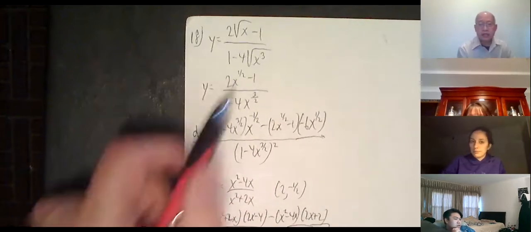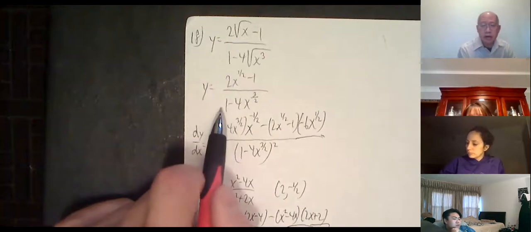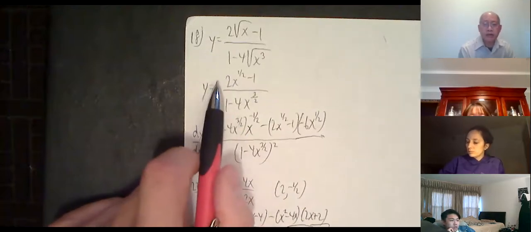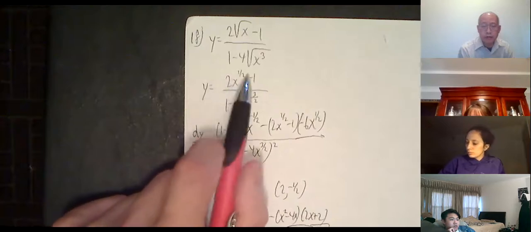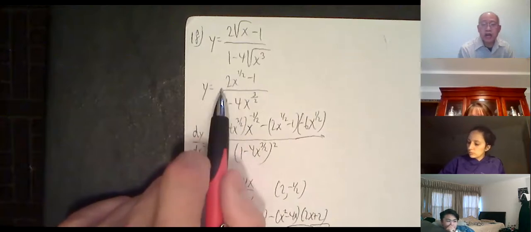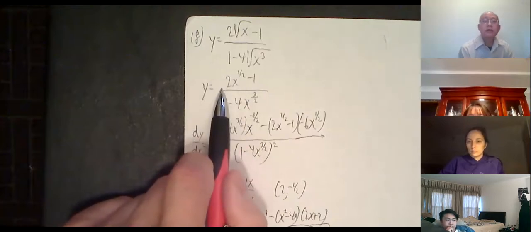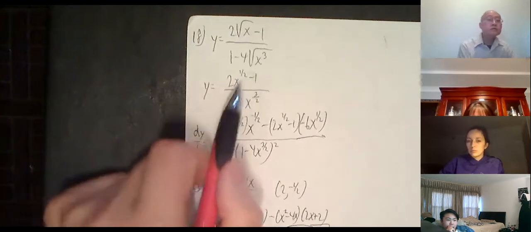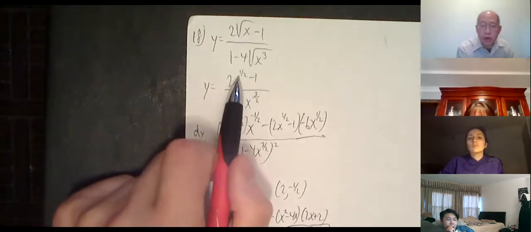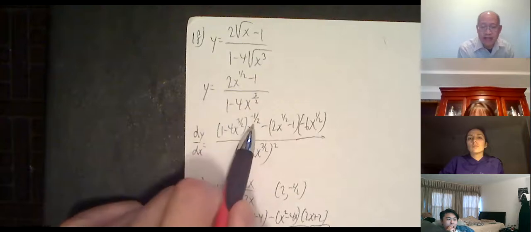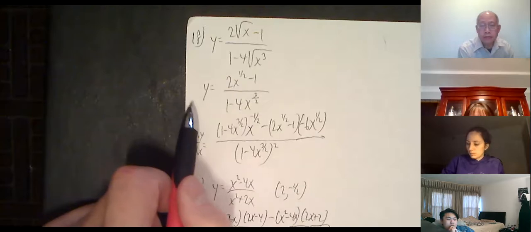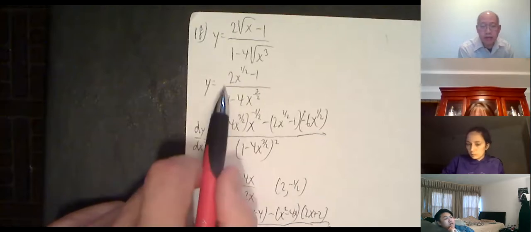Okay, so dy dx: the denominator, 1 minus 4x to the 3/2, times the derivative of the numerator. So what's the derivative of this? 1/2 times 2 is 1. So the coefficient is 1, which means you don't have to write it. And then x to the 1/2 minus 1 is negative 1/2. So that's the bottom times the derivative of the top.